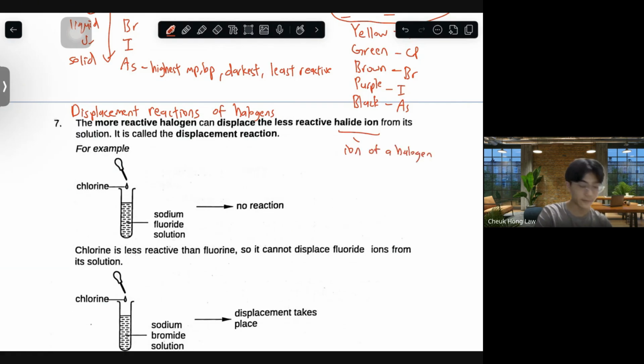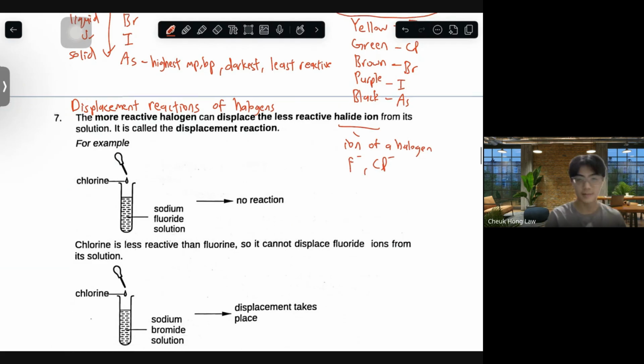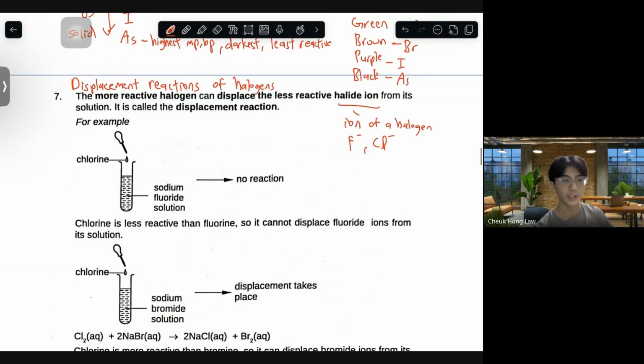For example, if the halogen is fluorine, the ion will be fluoride ion. If the halogen is chlorine, the ion will be chloride ion. Okay, that is just what halide ion means. So the more reactive halogen can displace the less reactive halide ion from its solution. This is called a displacement reaction.